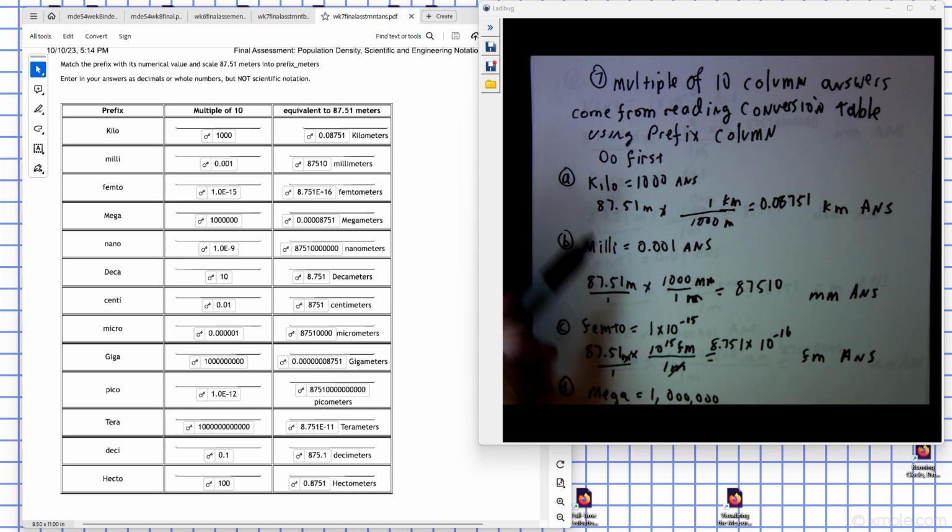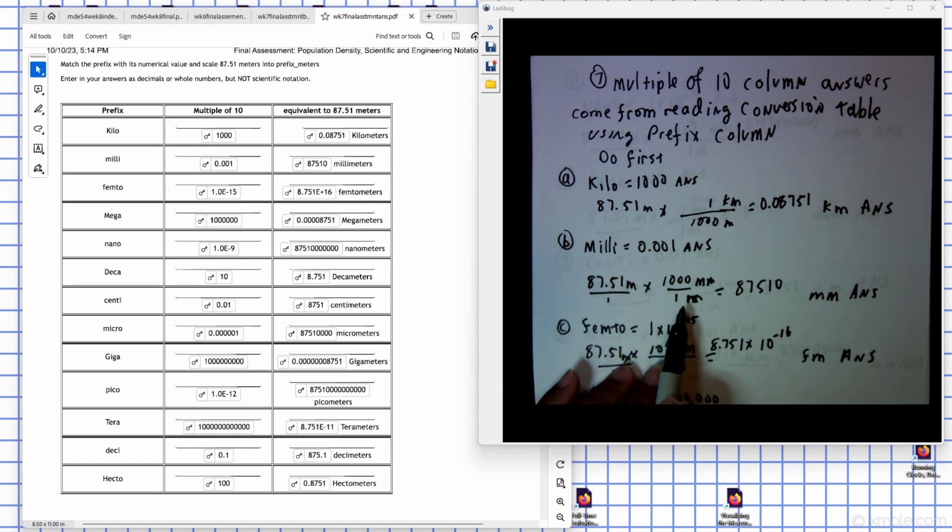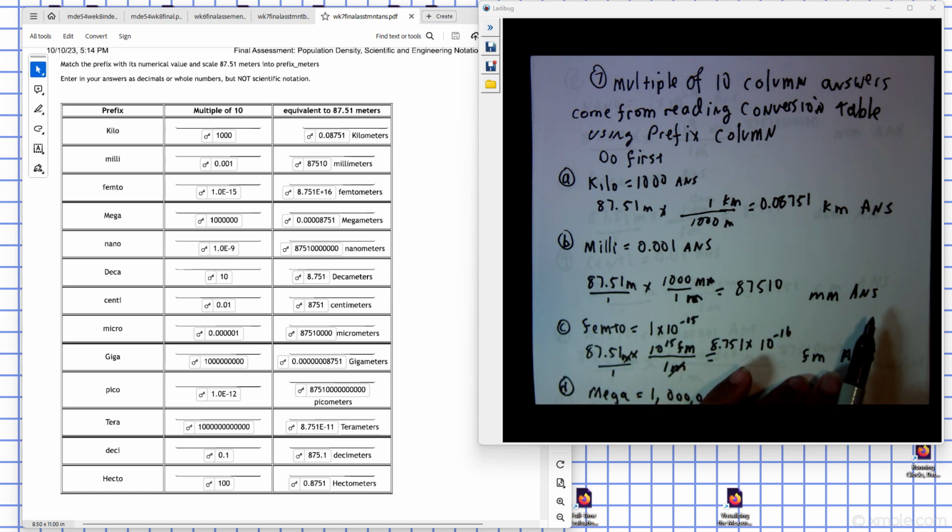Okay. Then we see milli here. We look at the chart. That's going to be 0.001 for the answer. And then we have to convert that into millimeters. So that relationship is that 1 meter is 1,000 millimeters. And that gives me 87,510 millimeters for my answer.